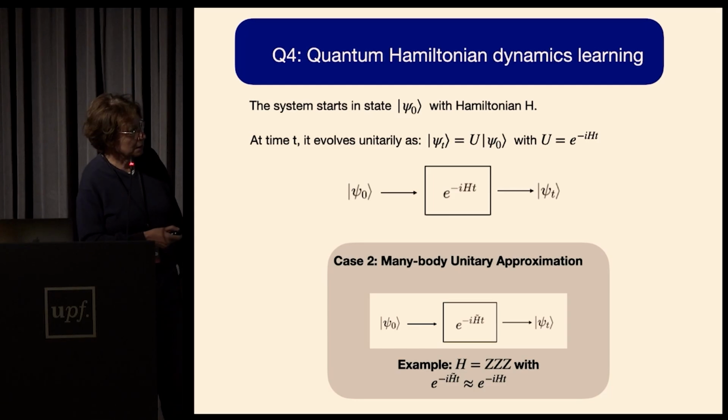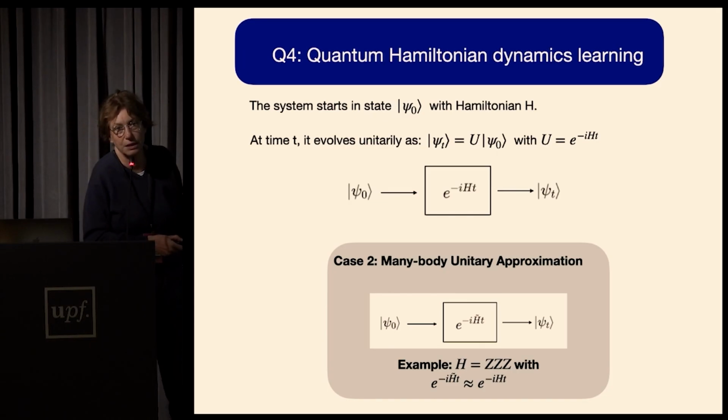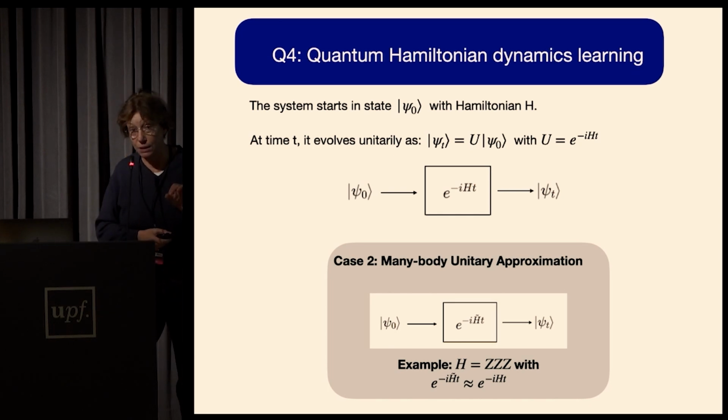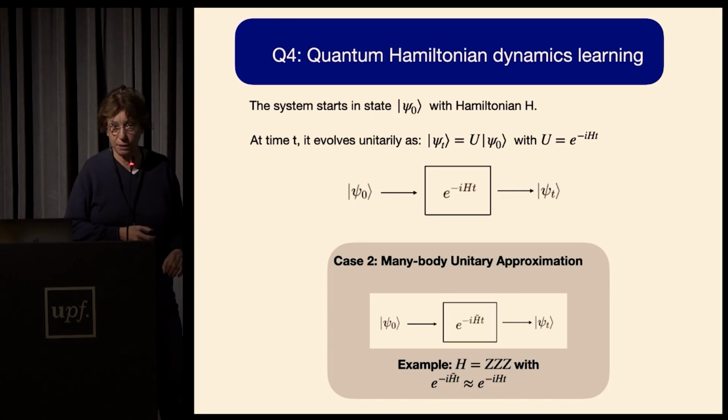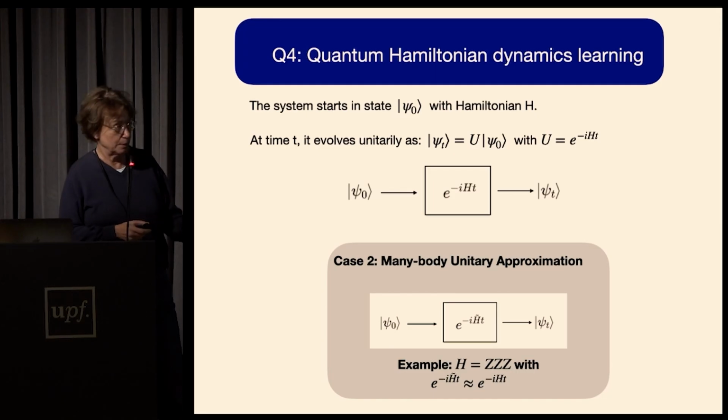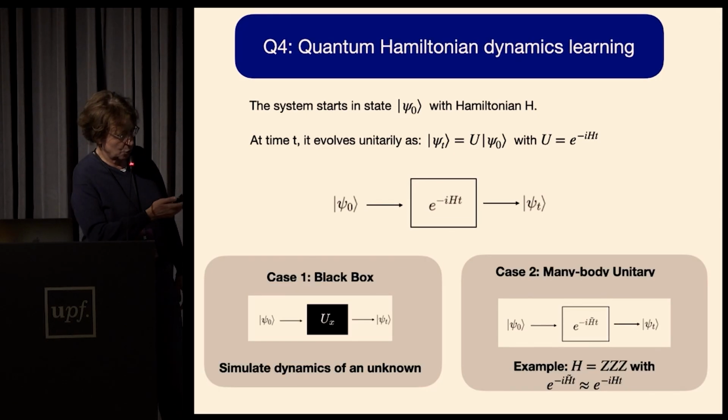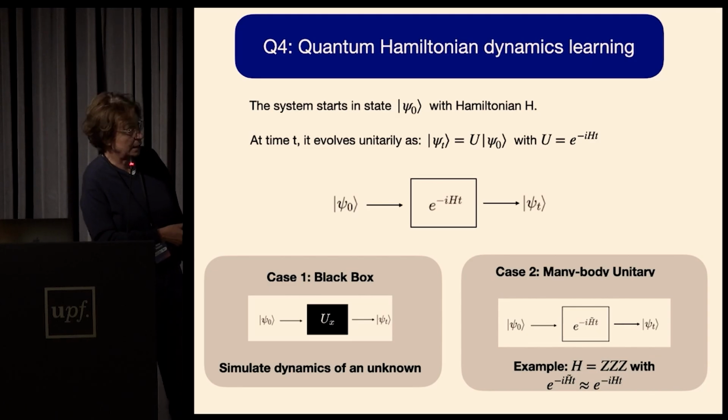For instance, I know that my Hamiltonian is a very complex Hamiltonian, for instance a 3-body Hamiltonian, and I want to do a many-body unitary approximation. So I want to give you a unitary which reproduces the same dynamics of my system, but with a much simpler Hamiltonian. Now I'm only interested in the dynamics. So it's very similar to the problem that we were doing, and this is more or less what we are considering nowadays.